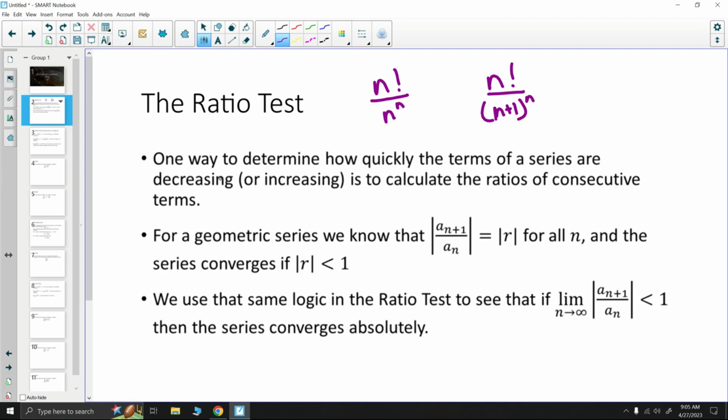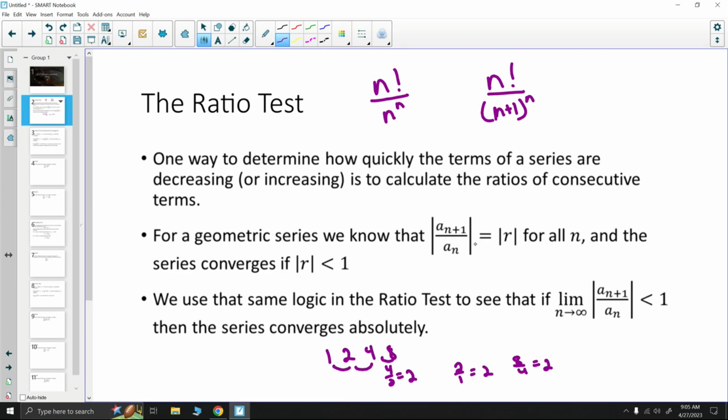So basically the idea here is that in order to determine how quickly the terms of a series are decreasing or increasing is to calculate the ratios of consecutive terms. For a geometric series, if you recall, our common ratio is found by taking one term and dividing it by the previous term. If you think 1, 2, 4, 8, if we took 4 divided by 2, you get 2. If you took 2 divided by 1, you get 2. And if you take 8 divided by 4, you get 2. That 2 is our common ratio. So that's all this is saying: we take one term and divide it by its previous term.